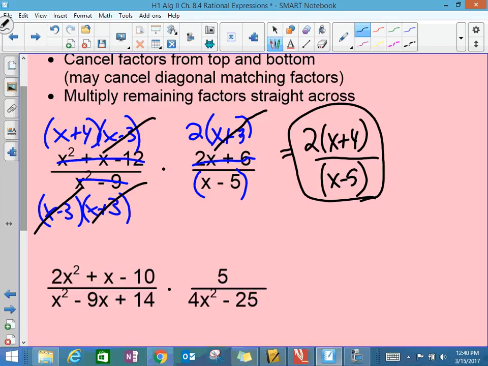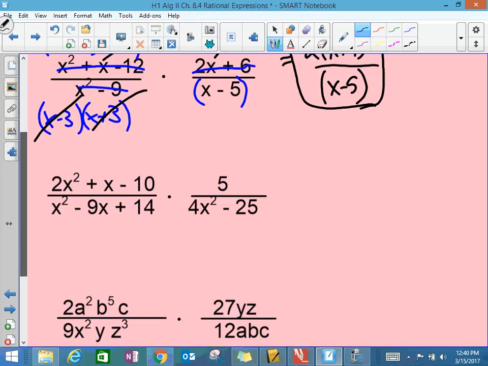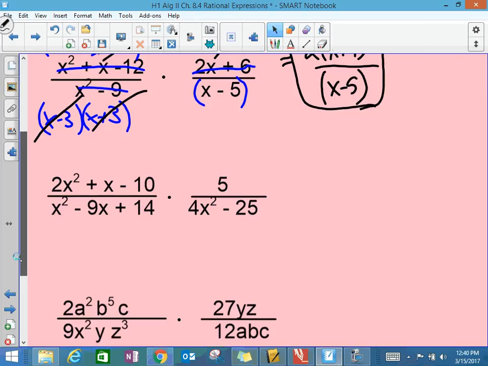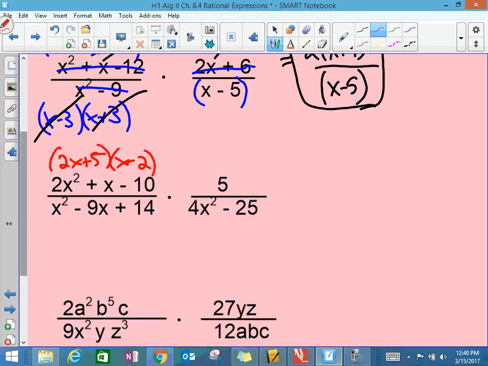Okay, now I did do you all a favor in these notes in the fact that we only had to do AC method once. This is the same equation, all right? So this factors to 2x plus 5, x minus 2. It's the same one we did last.